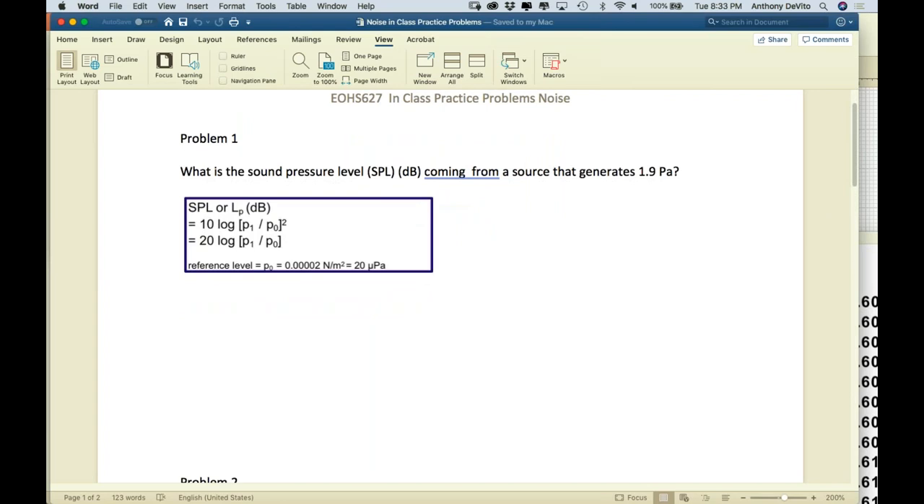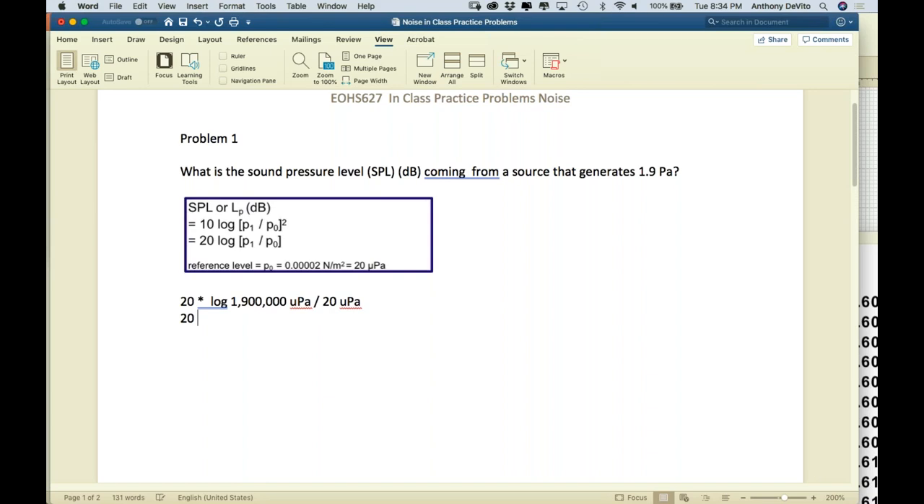Okay. So I'm going to use the second formula because it's simpler. I don't have to square the number, right? So 20 times, okay, 20 times what? 20 times the logarithm of 1.9 pascals. So I'm working with micropascals on the bottom of that ratio, right? So it's 1,900,000 micropascals divided by 20 micropascals. Okay, so what is that equal to?